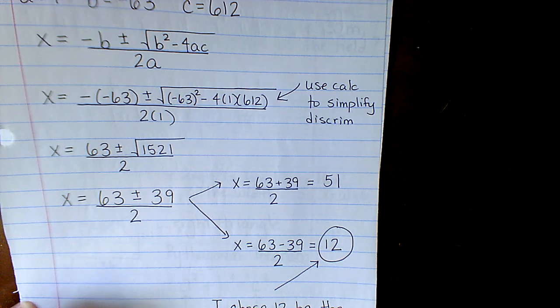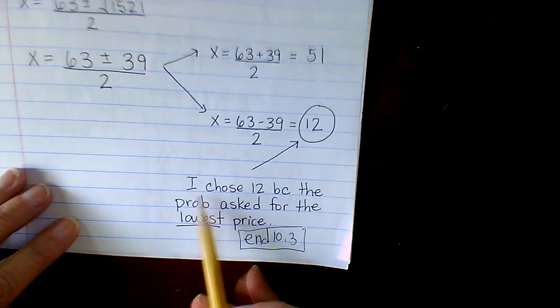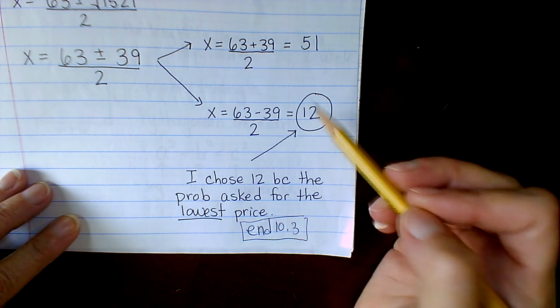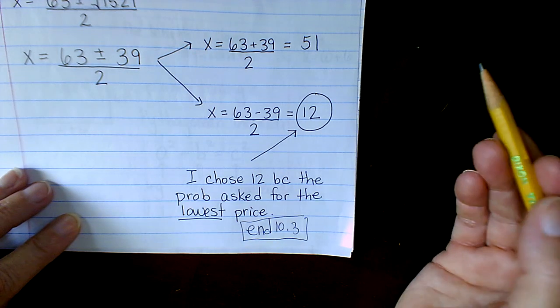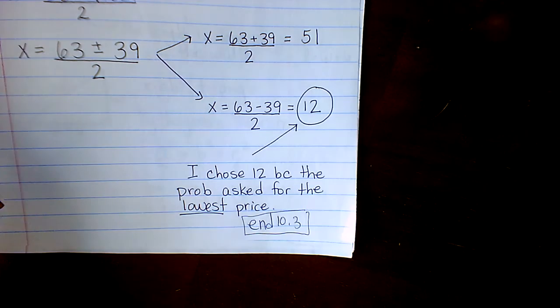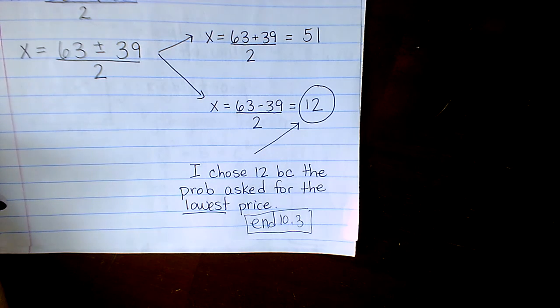Now, how do I know which one it is? We've been crossing off the negative, but both of these are positive. I chose 12 because the problem asked for the lowest price. Both of these prices will provide what she was looking for, but 12 is the lowest price for which all those conditions will be met. All right, so that concludes section 10.3.